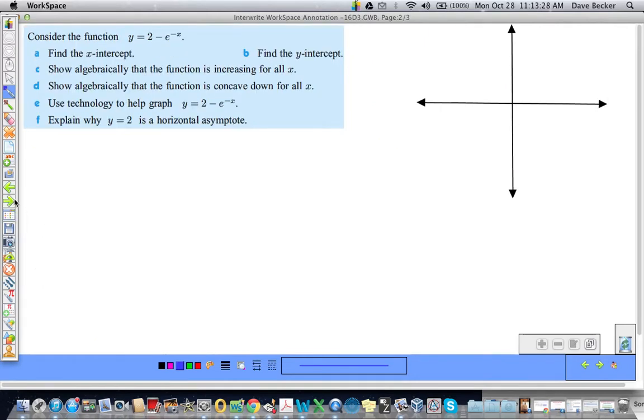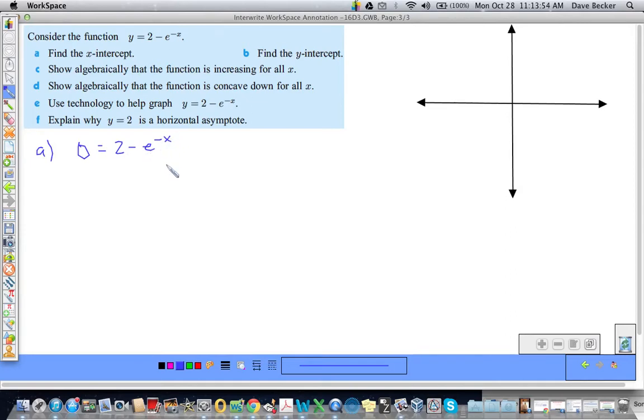Same thing. Consider this function, find the x-intercept. This one I am going to do step by step, and this is just sort of guiding you on how you can approach graphing these. To find the x-intercept, I let y equals 0. So that would be 0 equals 2 minus e to the negative x.